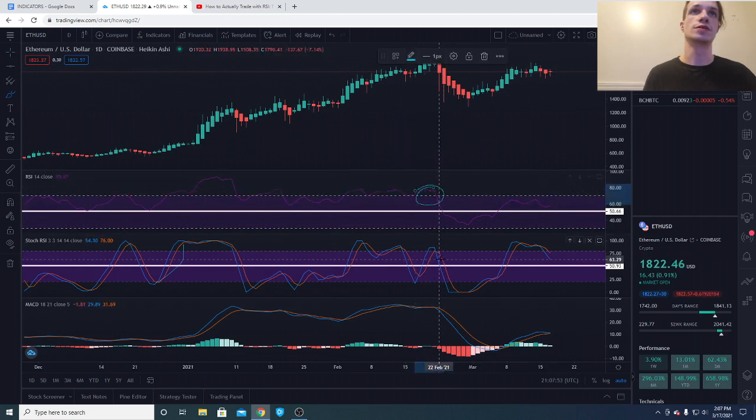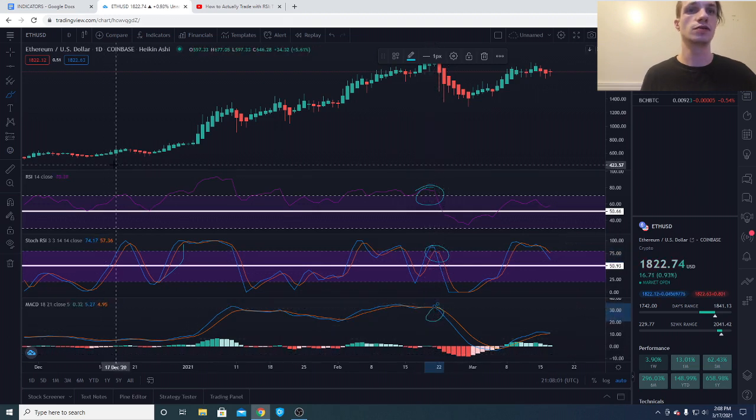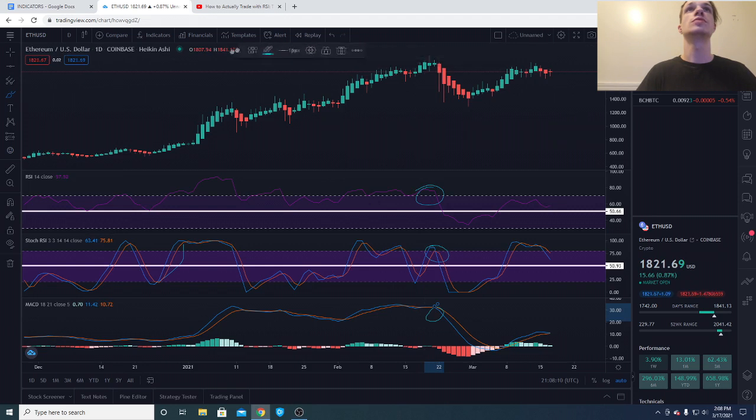Right here we have confirmation, we're oversold. We have the confirmation right here that we're going down. We go from green to red, and we have our confirmation on our MACD. Look at that. Beautiful. Textbook, beautiful signal. You are not going wrong with this. And boom. Let's see how much you would have made if you got into this trade.